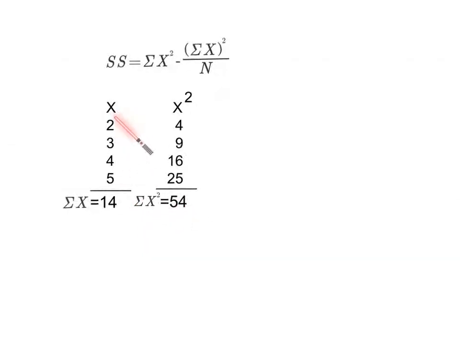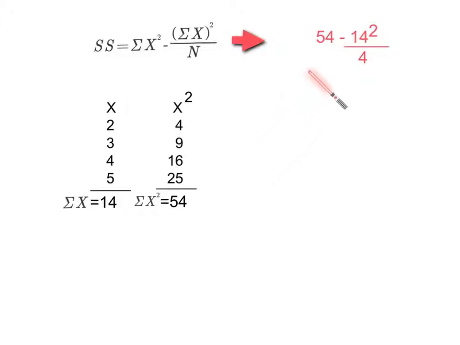If I add up my original x values, 2, 3, 4, 5, sum those, I get 14. This is what we should do to start the calculation of the sum of squares. It gives us this value, the sum of the squared x values, and it gives us this value, the sum of x.